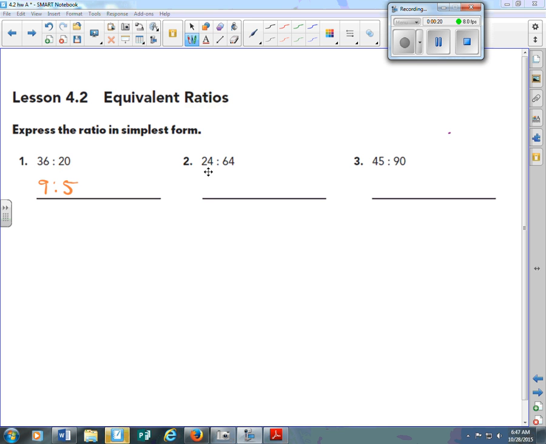If we look at this one, I would try to divide them both by 8, but you could have divided by 2 over and over again and gotten the same answer. 24 divided by 8 is 3. 64 divided by 8 is 8. The next one, I look at it and say, well, wait a minute, we've got 5 and 0, so we know that 5 would automatically go into that. But I also know that 45 is half of 90. So 45 goes into 45 once, 45 goes into 90 twice.